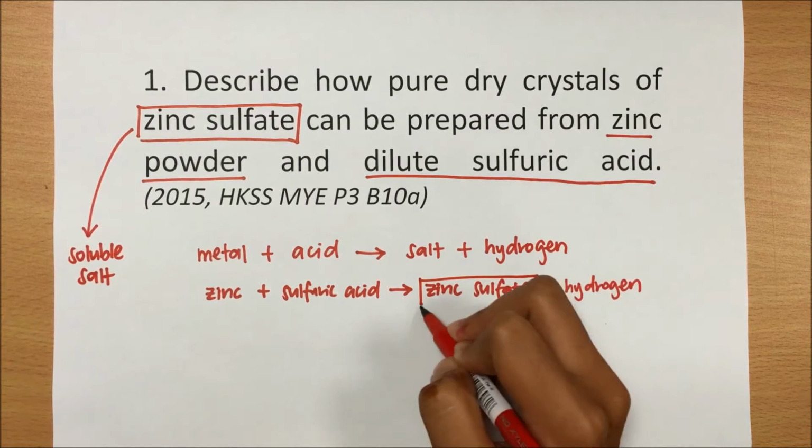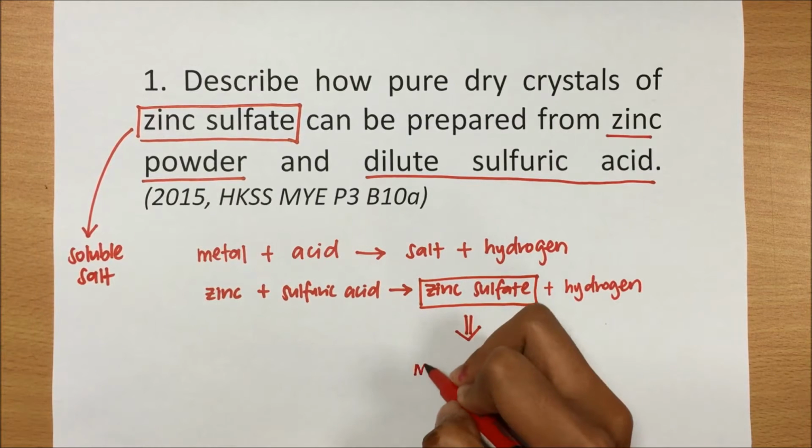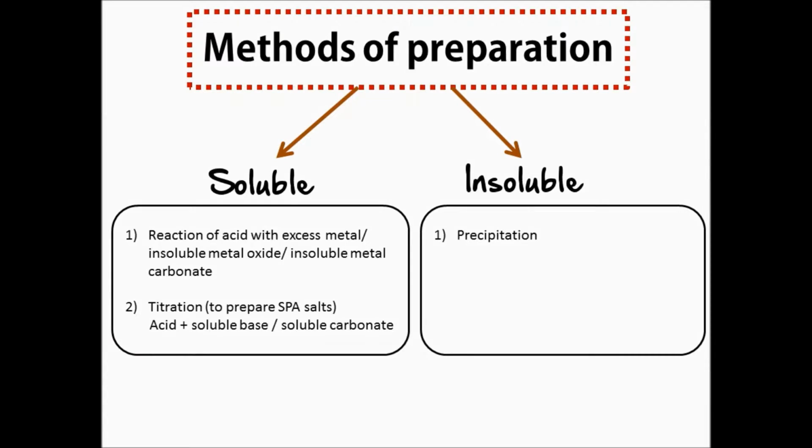Since zinc sulfate is soluble, the method used has to be the reaction of acid and excess metal, metal oxide, or metal carbonate. Since zinc is neither a reactive metal nor an unreactive metal, we can use zinc metal in powder form to increase the speed of reaction to react with dilute sulfuric acid.